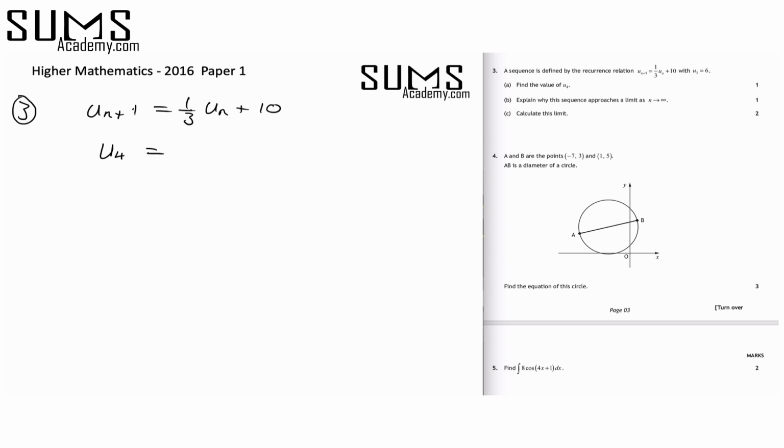So now we want to work out what u4 is. And we've been given u3, which is 6. So all we need to do here is, for the u_{n+1}, if this is 4, then we need to think about what was number 3, the previous entry. So it's 1/3 times 6 plus 10, which equals 1/3 times 6, which is 2, plus 10, which is 12, right? And that's your final answer there.